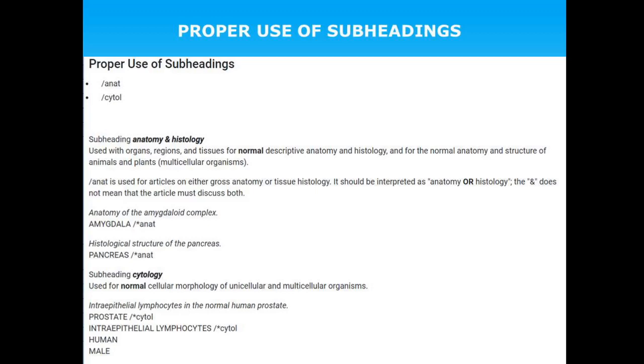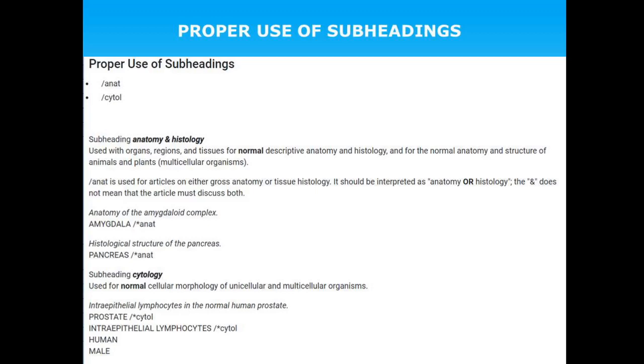ANAT is used for articles either on gross anatomy or tissue histology. Gross anatomy is nothing but visible anatomy, anatomical parts which are visible and apparent. That's what they call gross anatomy. So it should be interpreted as anatomy or histology. Remember, the ampersand symbol does not mean the article must discuss both. In an AND operator, we say it includes both, but here it should be interpreted as an OR operator only: either this or that, not both.